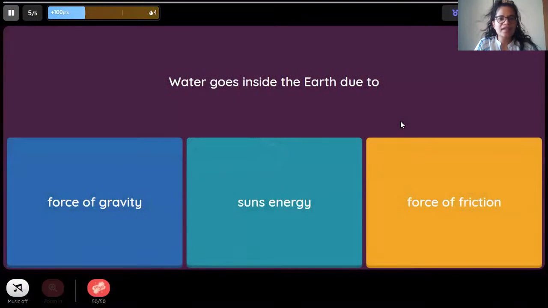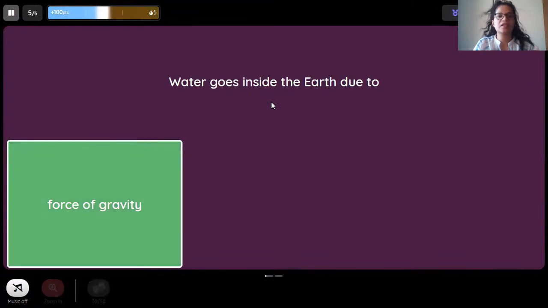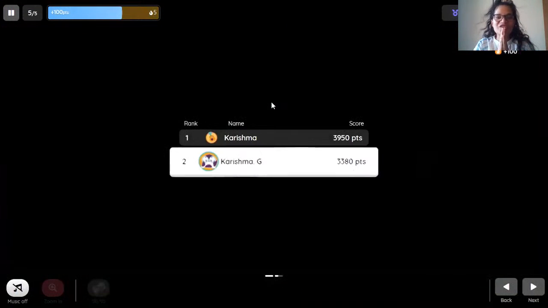Water goes inside the earth due to force of gravity, force of sun energy, or force of friction. Now, force of friction, this is friction. Do you think because of friction the water will go down? No, it only causes heat. Sun's energy is again to heat something up. It cannot generate the direction of the flow, but force of gravity can. When the apple falls down, it comes down because of gravity. Similarly, water goes down because of force of gravity. Clear, everybody? Good job. So I think we're done with the first quiz.